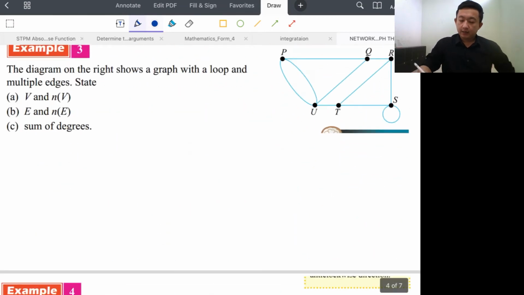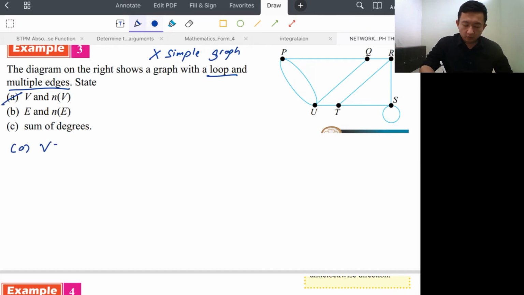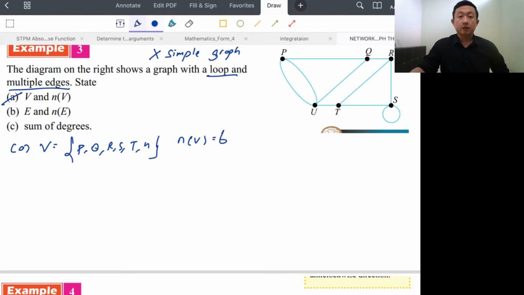Another example, this is a graph with a loop and multiple edges. Is this a simple graph? No, this is not a simple graph. Okay, we do as usual. The vertices are P, Q, R, S, T, U. How many of them? You have 6 vertices. Okay, number of edges, and how do you call them?